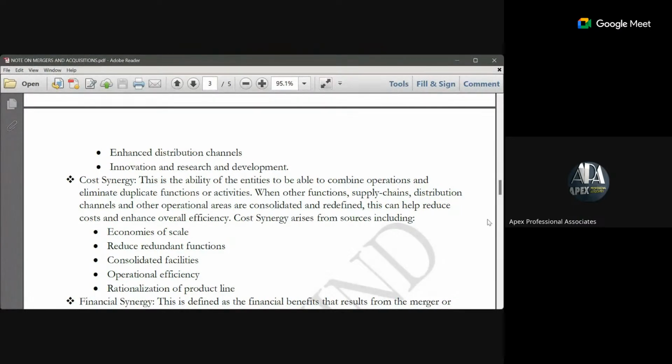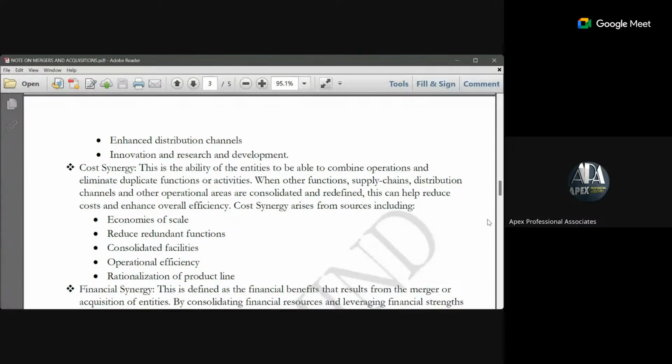So there are several ways by which cost synergy can arise. Now, I mentioned we have economies of scale. That is one. We have reduced redundant functions. It would reduce redundancy. Now, redundant functions in the sense that one organization has a particular department, the other organization also has that same department operating on the same level.